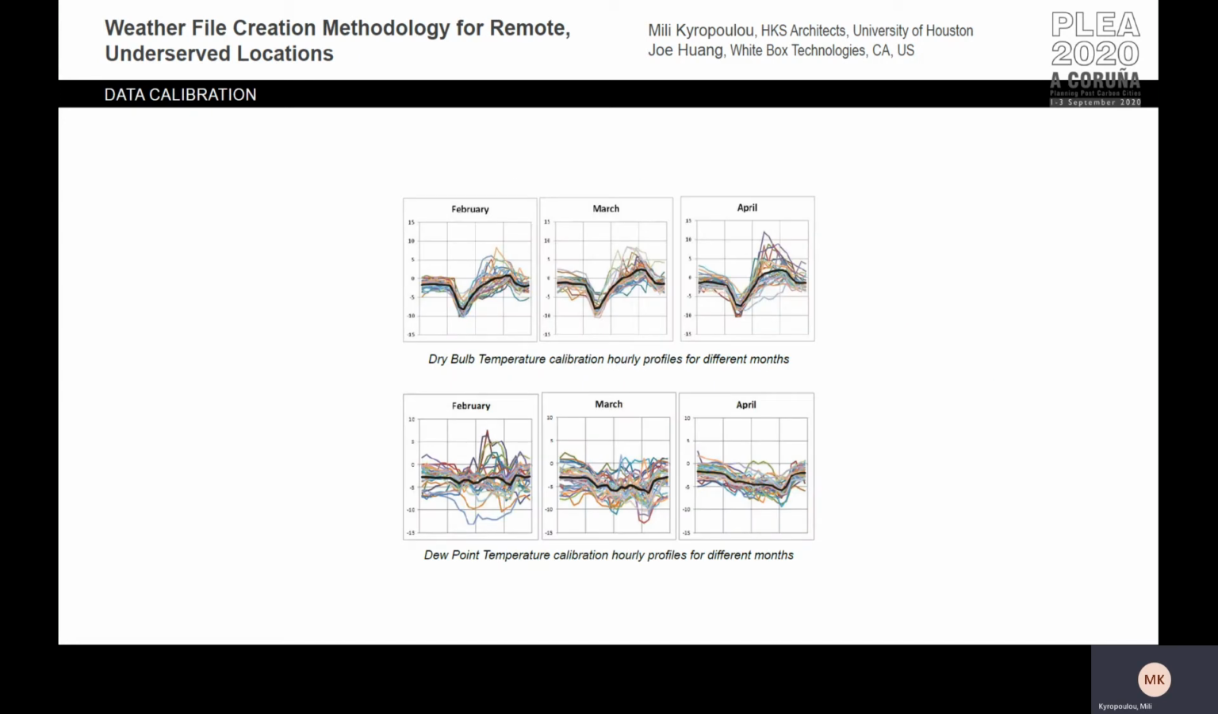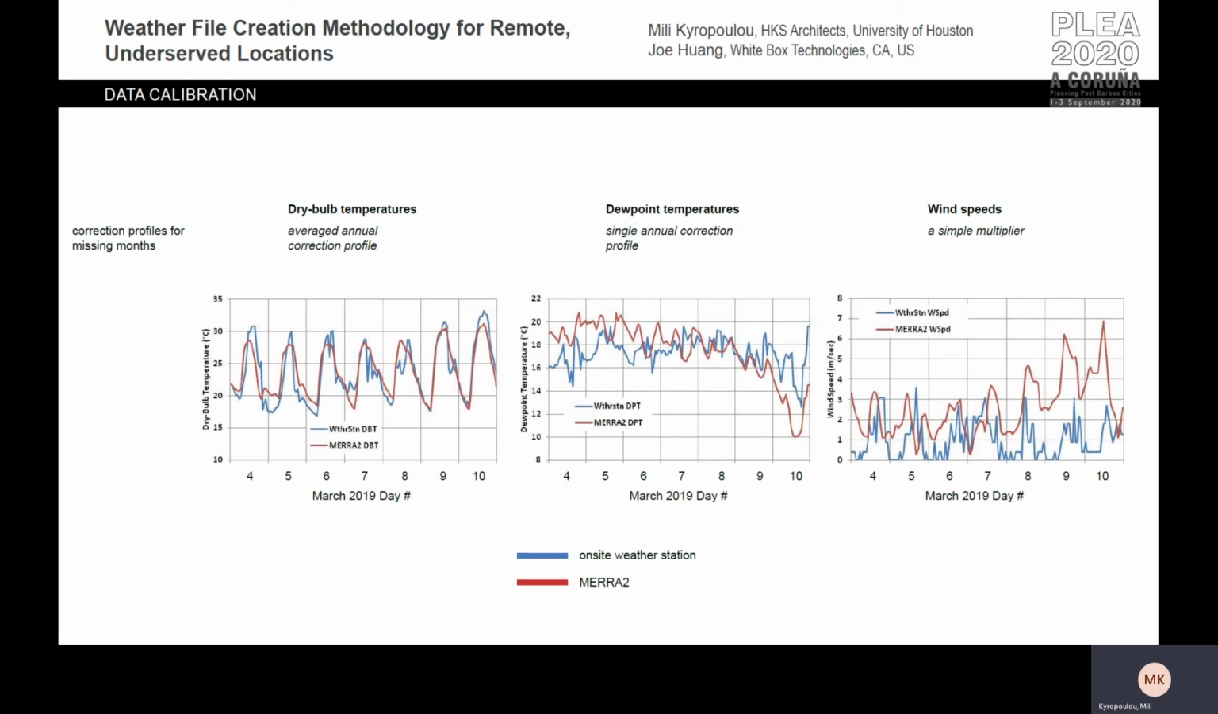Previous work by my co-author Joe Huang had found that the differences between actual measurements and reanalysis data were best described as differences in average hourly profile by month. Since Mbale is very close to the equator, the differences in average daily temperature profiles do not change much, even between different months. Because the calibration profiles could only be calculated for February through June, it was decided to use an averaged annual dry bulb correction profile for the missing months, while a single annual dew point temperature correction profile was used for all times.